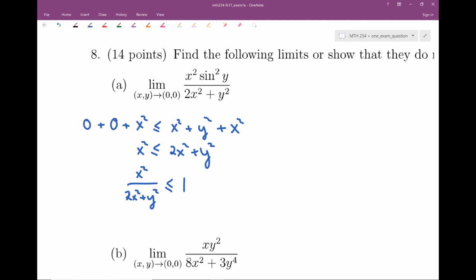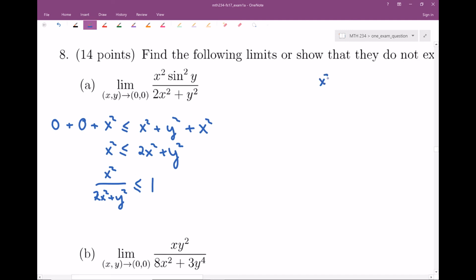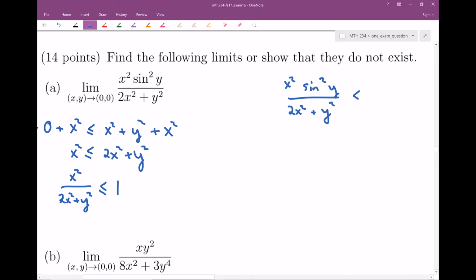So I have this nice x squared sine squared y divided by 2x squared plus y squared. And I noticed in the previous one that all of this stuff right here is less than or equal to 1. So I'm going to swap that out, and instead of all that stuff, I'm just going to put a 1 here. And here's my sine squared y.